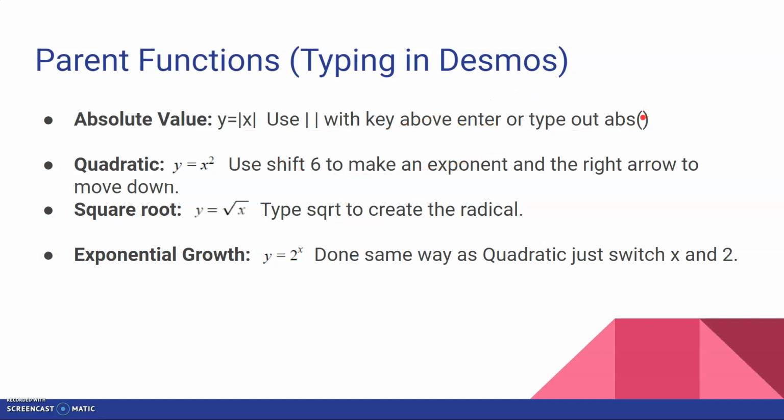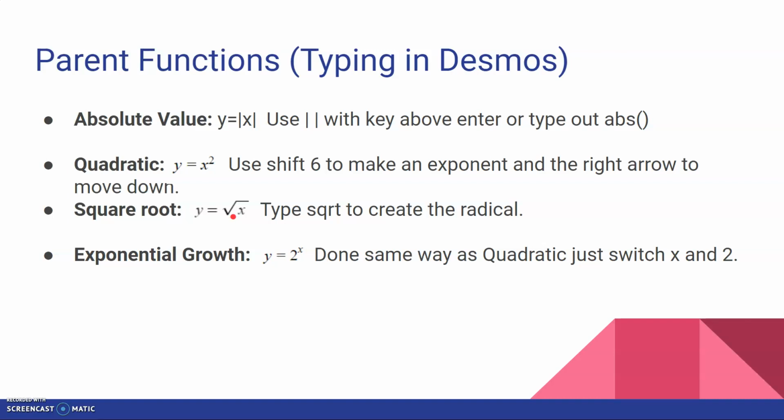For the quadratic, which is y equals x squared, you're going to need to use shift 6 to make an exponent and then a right arrow to move back down. You may not have to worry about the right arrow because you're only putting one exponent in there and not going to be expanding it any further. But remember that exponent, you got to press Shift 6. It looks like a little caret key.